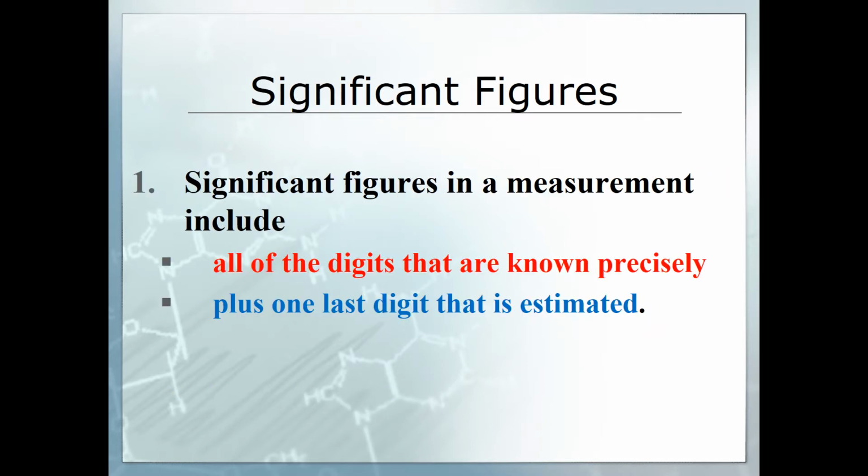So as I stated, significant figures in a measurement include all the digits that are known precisely, plus one last digit that is estimated. Again, you only include one digit to be estimated. The rest of the digits are known precisely.